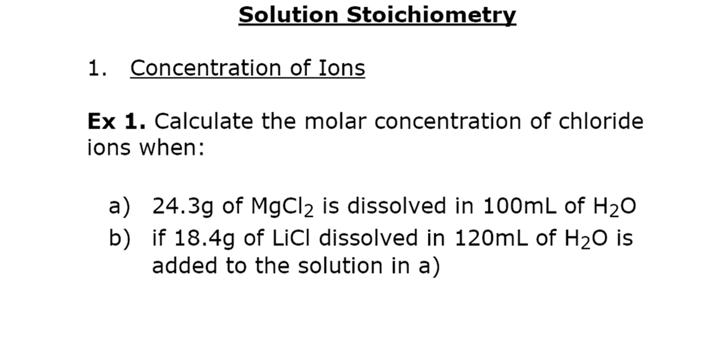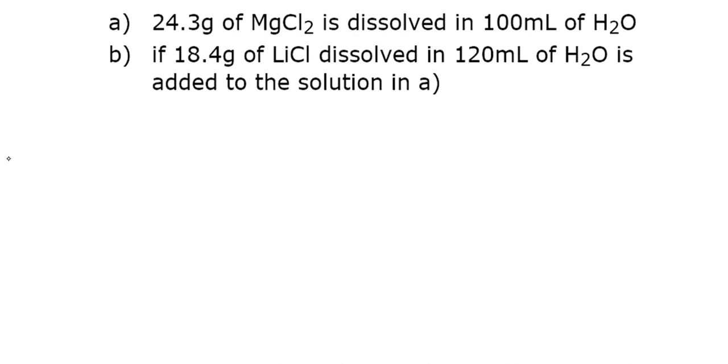There are 3 similar types of questions you can encounter in solution stoichiometry, and the first one we're going to see is calculating the concentration of ions. So we're going to start off with a question. There are 2 parts, and we're going to start with part A. It wants us to calculate the molar concentration of chloride ions, very specifically just this type of ions, when 24.3 grams of magnesium chloride is dissolved in 100 milliliters of water. Let's start with part A, and then we'll come back and deal with part B.